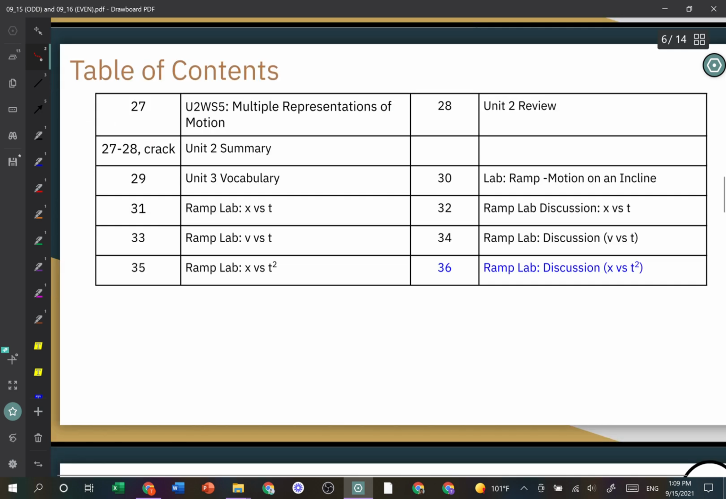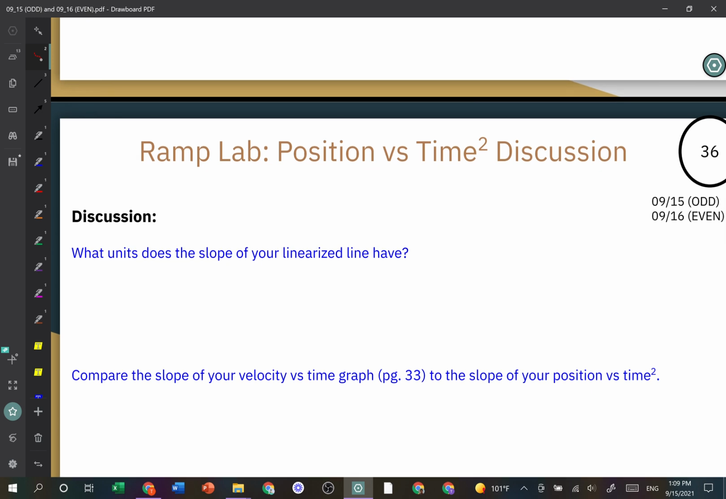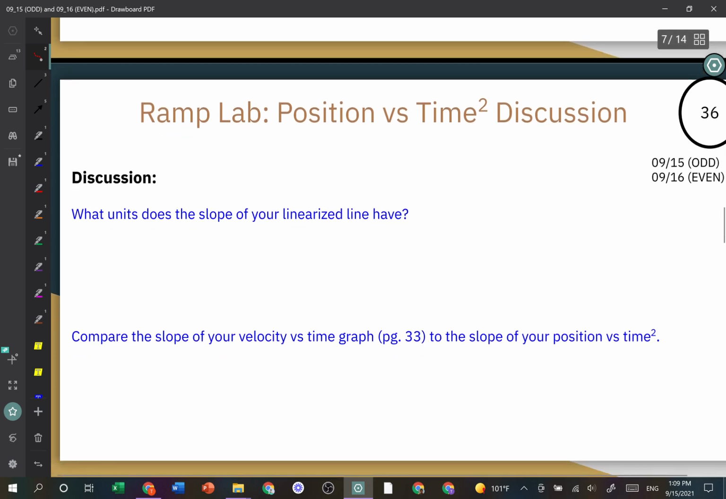On page 36, you're going to have that page number, page 36, the date you first started working on this page, as well as that title, our ramp lab, which is going to be the ramp lab discussion for position versus the square of time. These are the two questions that I would like you to write down. What units does the slope of your linearized line have? Because we're going to have a graph that has our position on the y-axis and the square of time on our x-axis. Figure out what the slope of the line is, and then what the units should be for that slope.